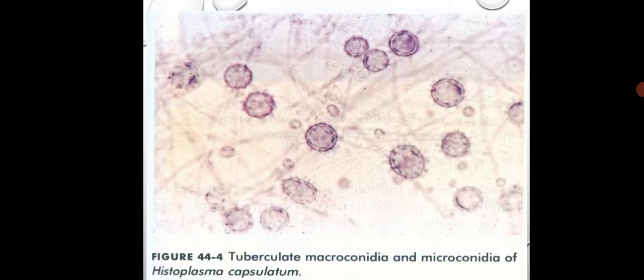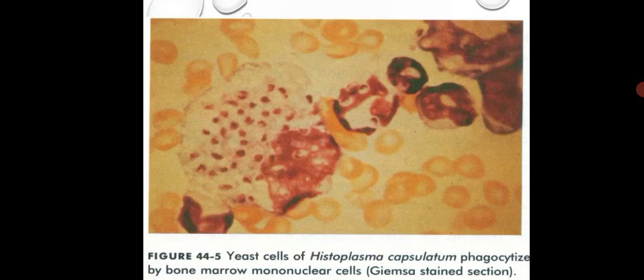So this is the tuberculate conidia, called macroconidia, and microconidia of Histoplasma capsulatum. And this is the yeast cell of Histoplasma capsulatum, which is phagocytosed inside the bone marrow. And this is the image of Giemsa stain.